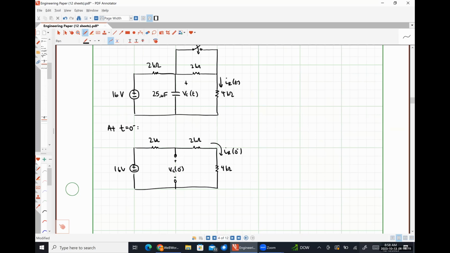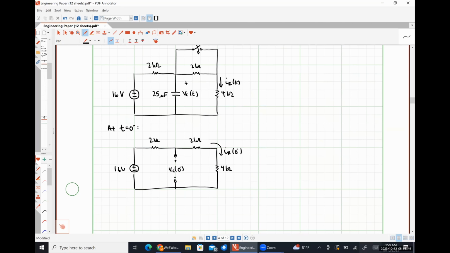So you can do KVL around this loop to find IR for sure, although this is just a single voltage source connected to 3 resistors in series. So I would argue that you could probably just skip the KVL part and just throw it into Ohm's law with our level of current understanding to find IR. We could also use voltage division to find VC because VC is just the voltage drop of the 2 kilo ohm resistor in series with the 4 kilo ohm resistor. So a couple of different ways that we could do stuff here, none of which should involve setting up a system of equations, just as a heads up here.